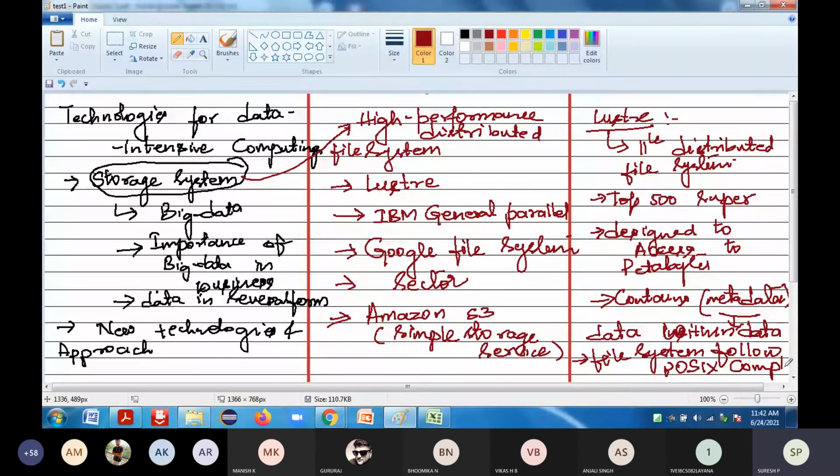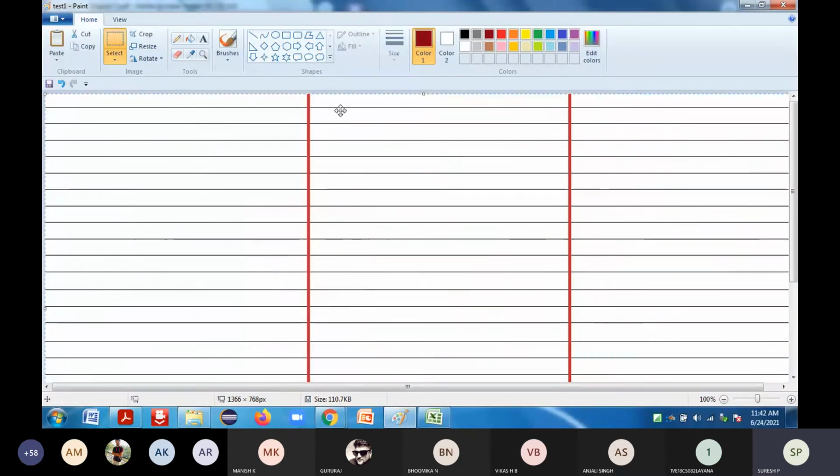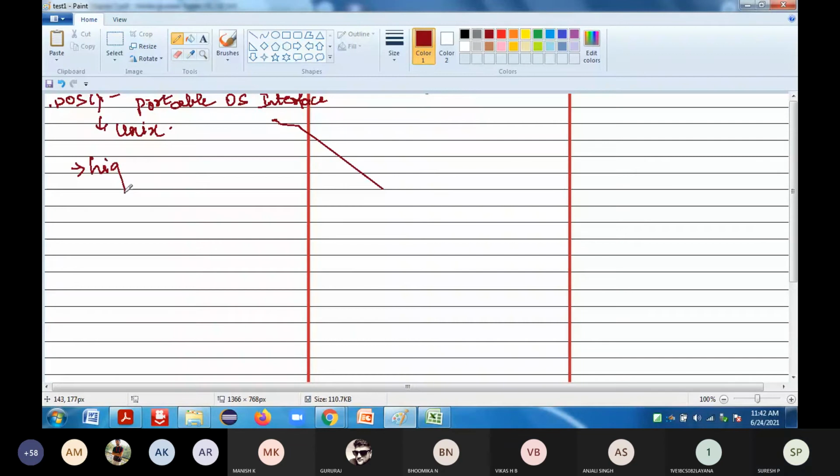POSIX stands for Portable Operating System Interface. If you don't know, you can take note of it. Most Unix systems follow that particular file system. Next is the IBM parallel file system. This is a high performance distributed file system, and this particular file system is also a high performance parallel file system.